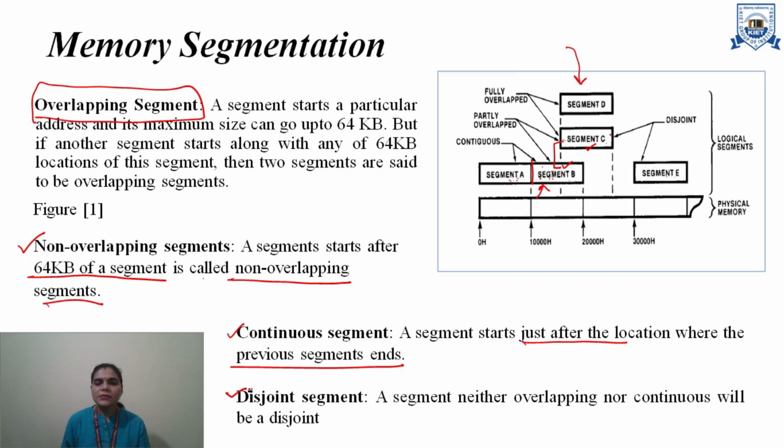Disjoint segments are segments that are neither overlapping nor continuous. So in this example, segment C and segment E are disjoint, segment D and segment E are disjoint, and segment A and segment E are disjoint.